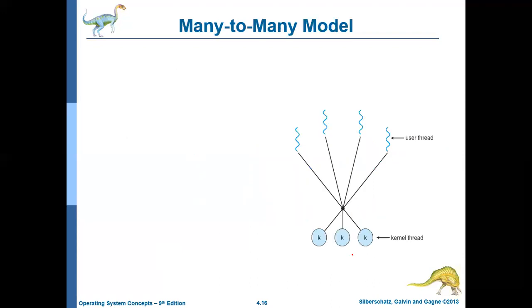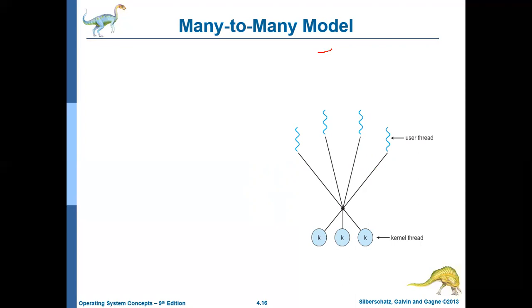And the next is the many-to-many model. In a many-to-many model, many user threads are connected to many kernel threads. That is, more than one user thread is mapped to either an equal number of or a smaller number of kernel threads.